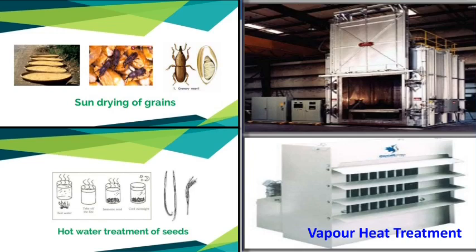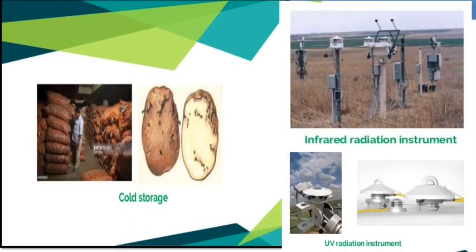Then hot water treatment of rice seeds. This hot water treatment is mostly used in rice grain against the white tip nematode. Then vapor heat treatment. This vapor heat treatment is mostly used in case of mango to reduce the infestation of the mango fruit fly. Then cold storage. Nowadays cold storage facilities are available. Here in this picture we can see the cold storage of potato. It helps to reduce potato tuber moth infestation in storage condition.